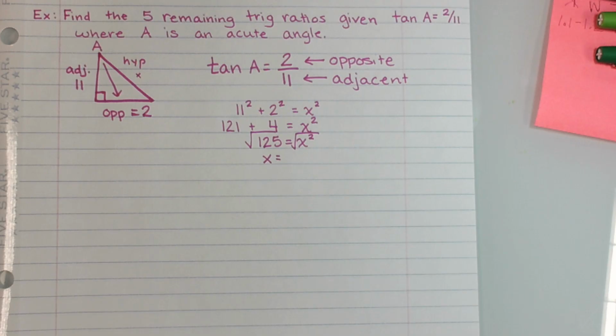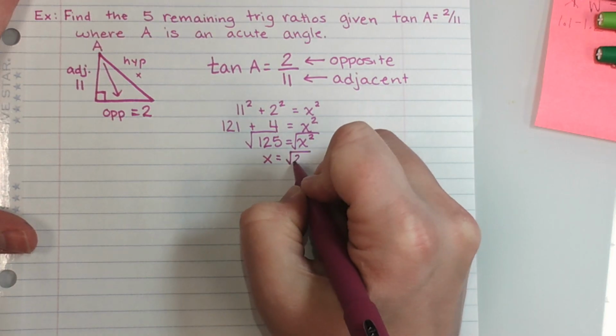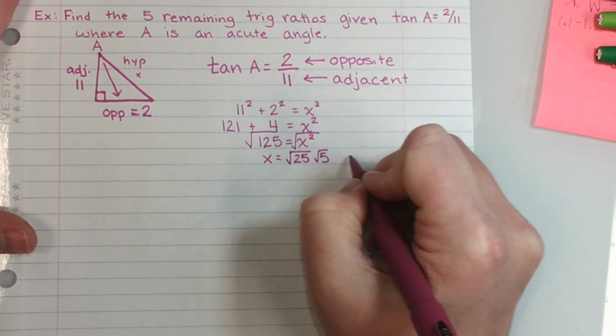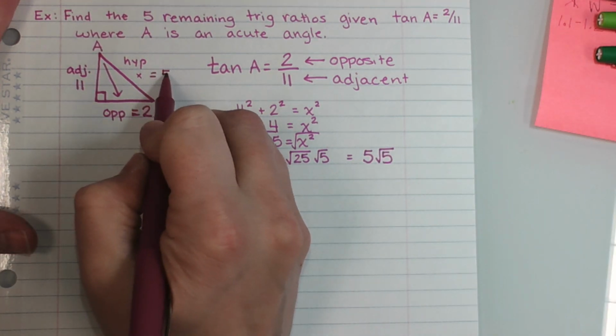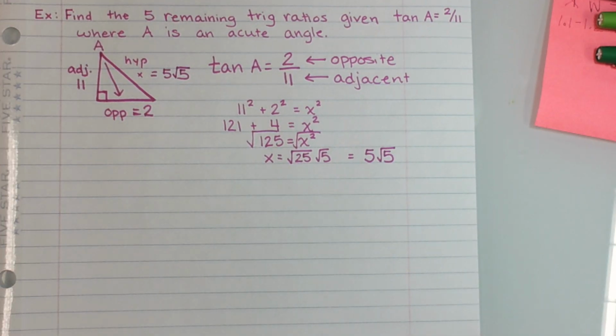Divides by what perfect square? 25. It is 25 times 5. So square root of 25, square root of 5, aka 5 root 5. Once I have all 3 sides, I go through and do my SOHCAHTOA.